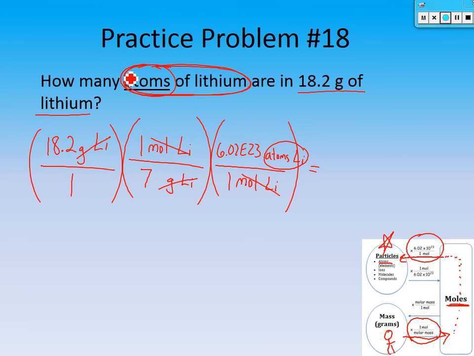Okay? So now it's just a math problem. We take all the numbers on the top, times them together. So let's do that. 18.2 times 6.02 e to the 23rd. On top, I'm getting this number, 1.09564 times 10 to the 25th. On the bottom, I'm going to get 1 times 7 times 1, which is 7. So let's just take that number and divide it by 7. If you round it to 2 decimal places, I get this, 1.57 times 10 to the 24th.